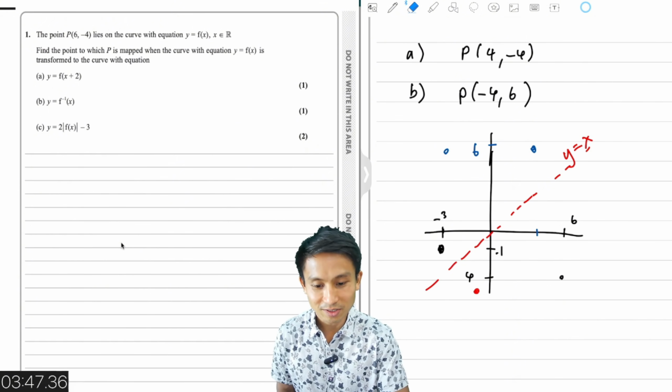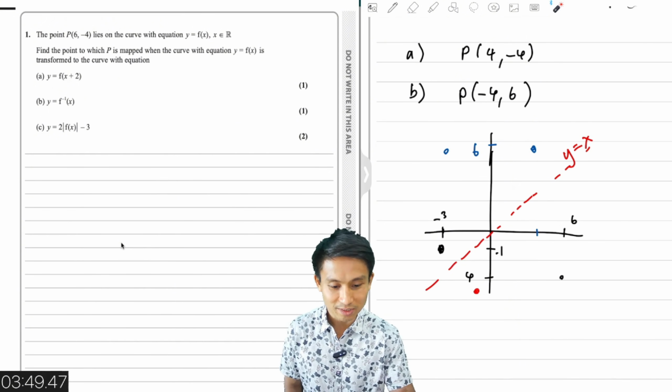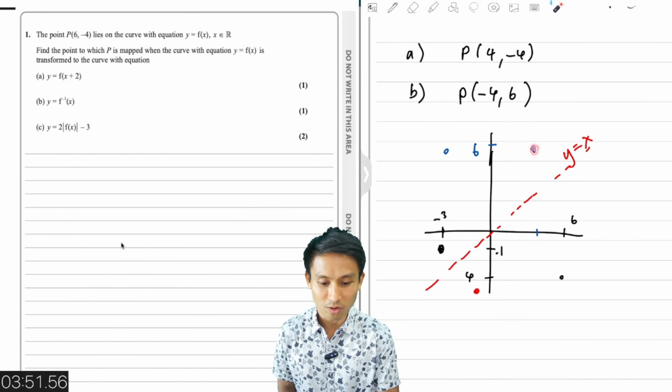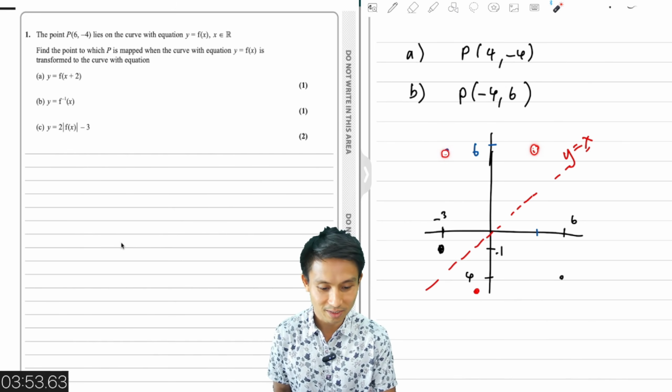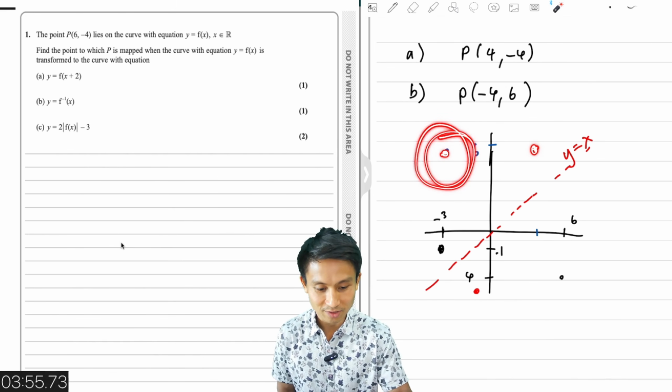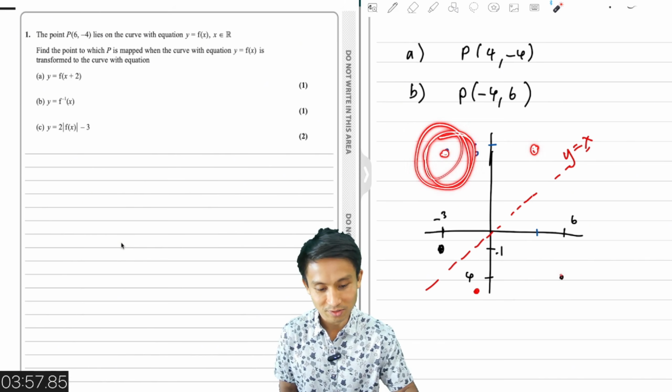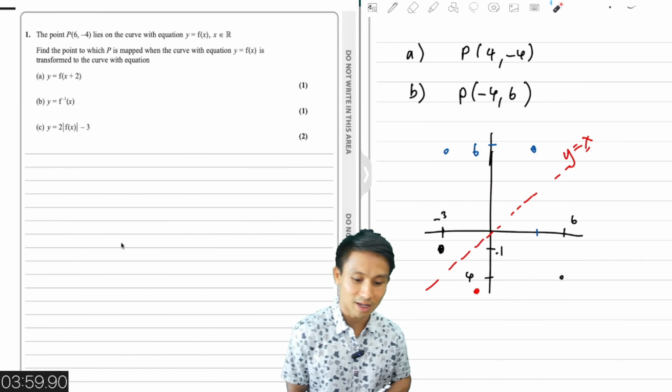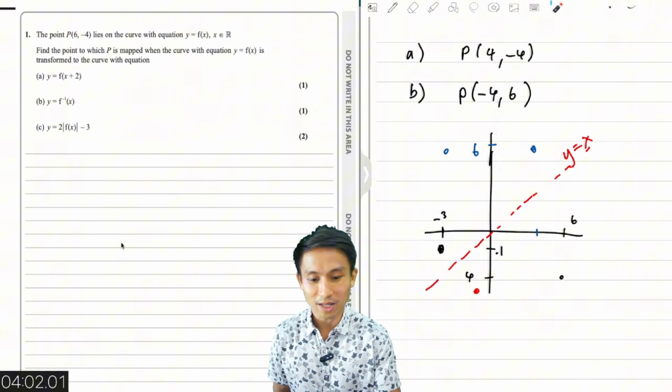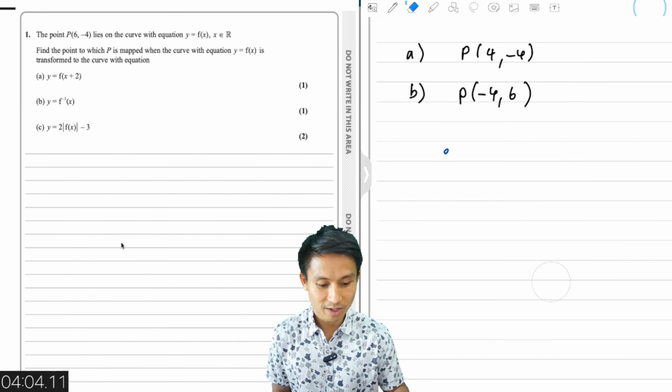But in this case, I came up with 2 cases where you have (4, 6) or (-4, 6). I think this one makes more sense to me, right? This one makes more sense. So it should go the other side like that. Yeah. So I'm going to go for that. All right.